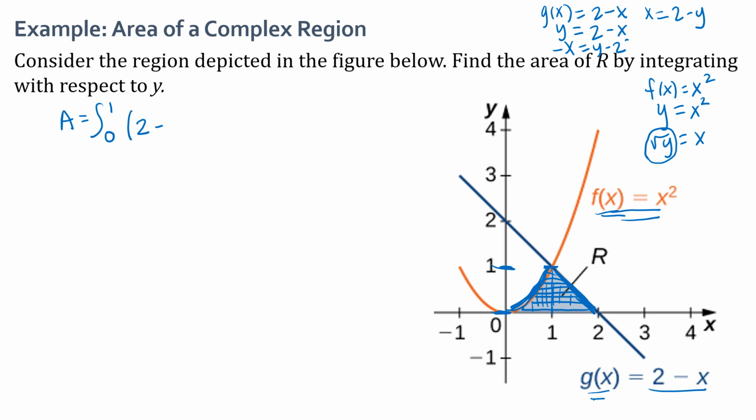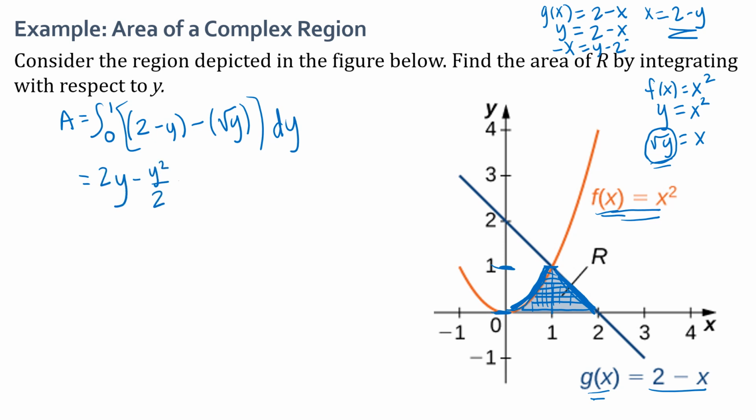The function that's on top, if I'm writing it in terms of y, is 2 minus y. The function that's on the bottom, if I write this in terms of y, is the square root of y. And then again, I'm finding that integral, not derivative, the integral with respect to y. So doing integration, I'm going to get 2y minus y squared over 2 minus 2/3 y to the 3/2, and I'm evaluating this between 0 and 1.